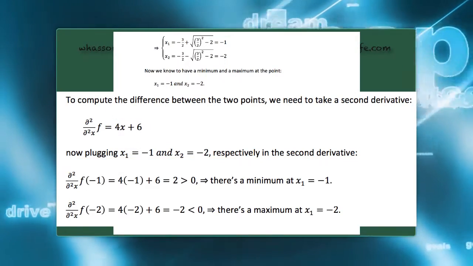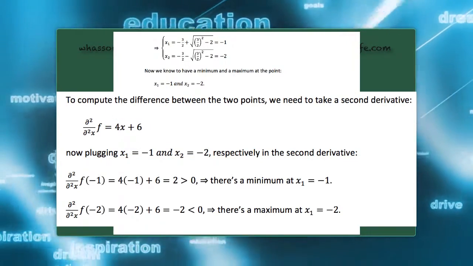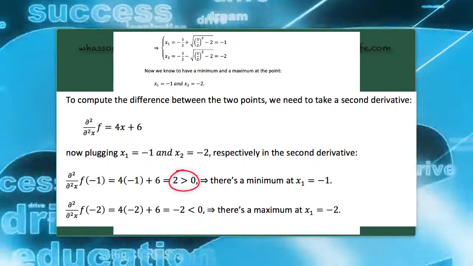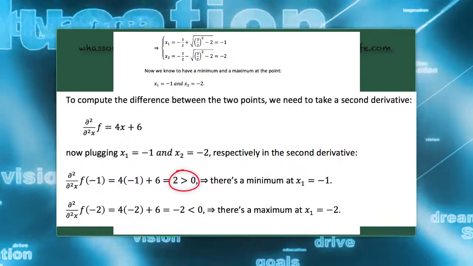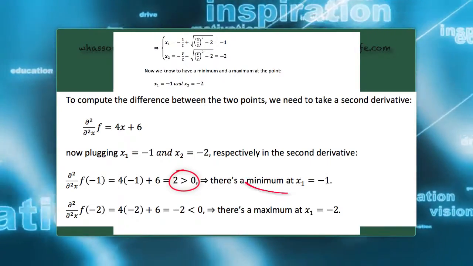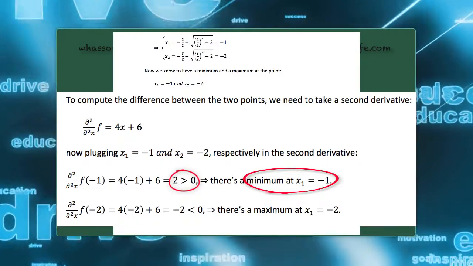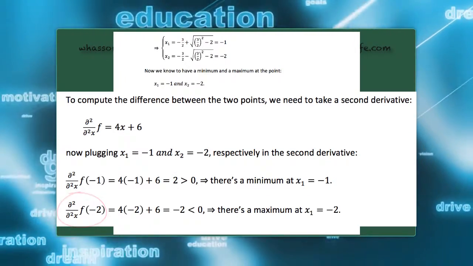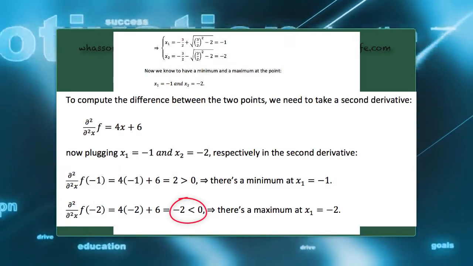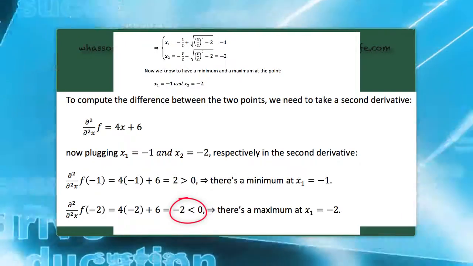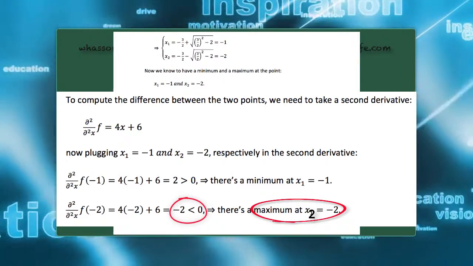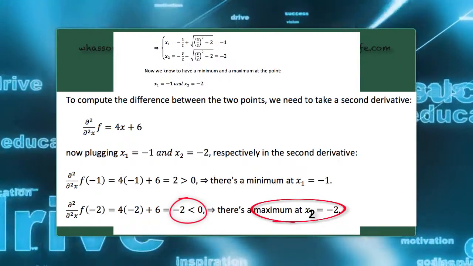For the first one, the second derivative of f at minus 1, we have 2, which is bigger than 0, and it means that there is a minimum at x sub 1 equals minus 1. And for the second derivative at minus 2, we're going to have minus 2, which is less than 0, and this means that there is a maximum at x sub 2 equals minus 2.